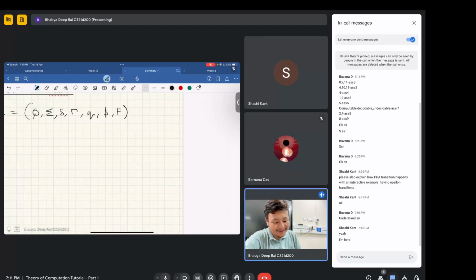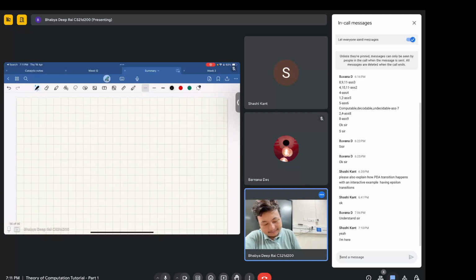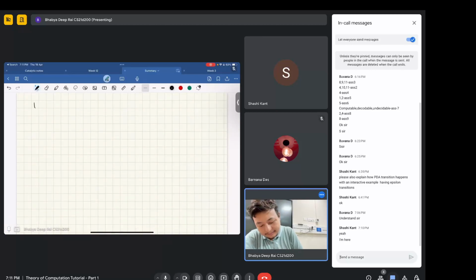Okay, let's do an example on PDAs. So a PDA is nothing but a DFA with a stack. Now, the transitions are a bit special in that we look at the top of the stack and then decide what kind of operations we do. So, let me think of an example.